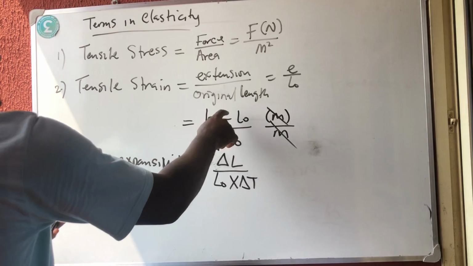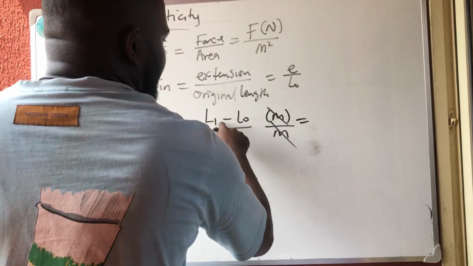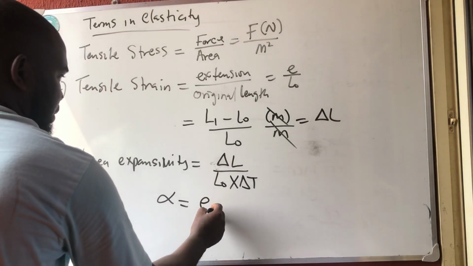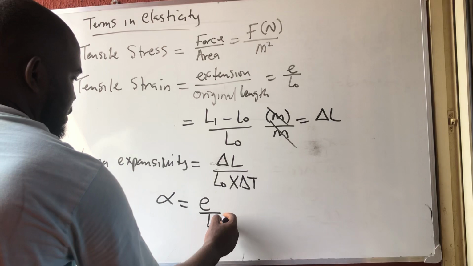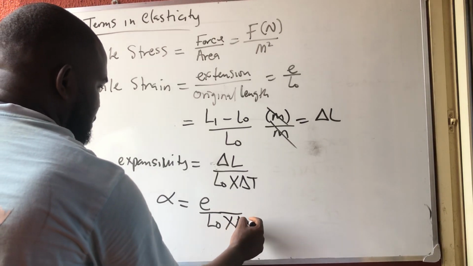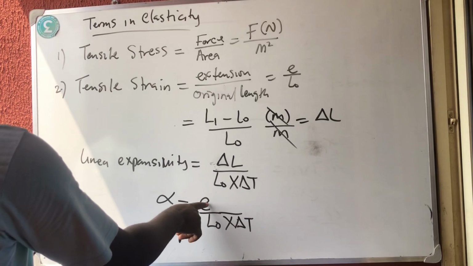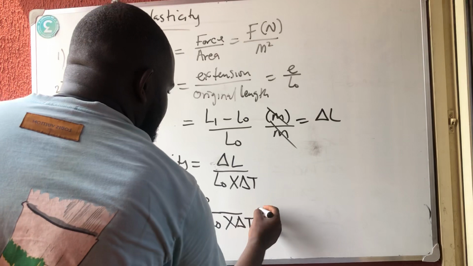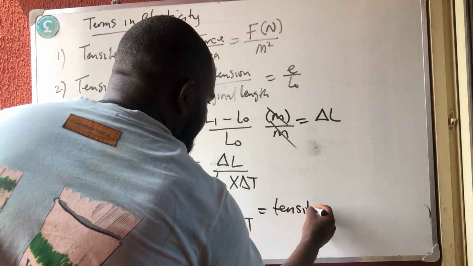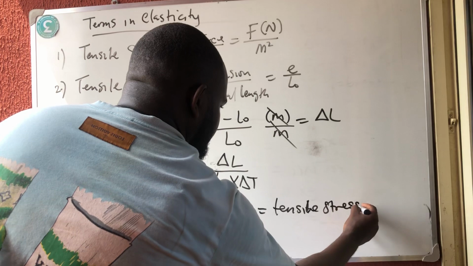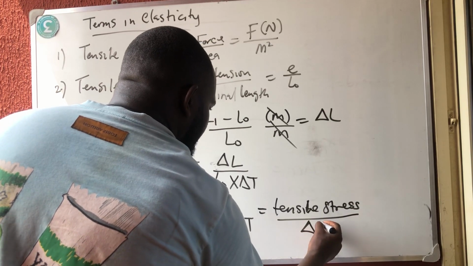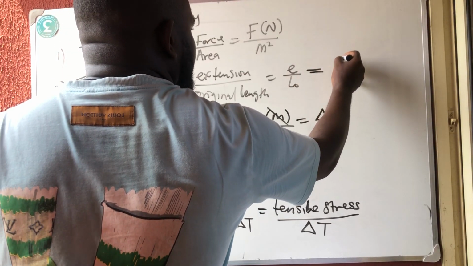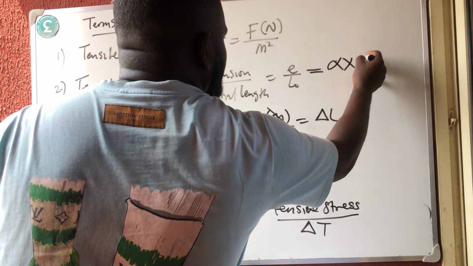Now change in length is this. L1 minus L0 is taken as change in length. So change in length is taken as E now, extension, all over original length times the change in temperature. Now, but we know what our E over L0 is taken as: tensile strain. So linear expansivity is taken as tensile strain all over change in temperature. So therefore, tensile strain is taken as linear expansivity times change in temperature.